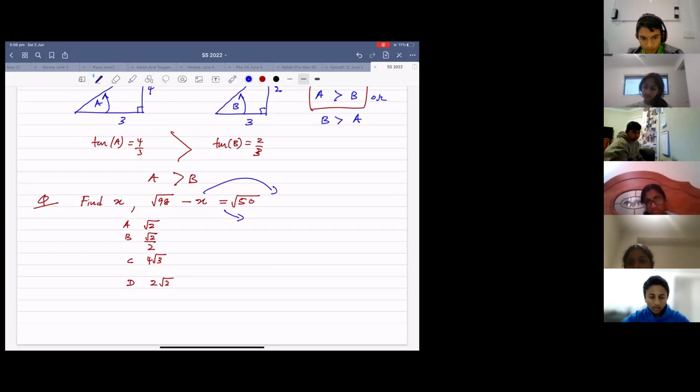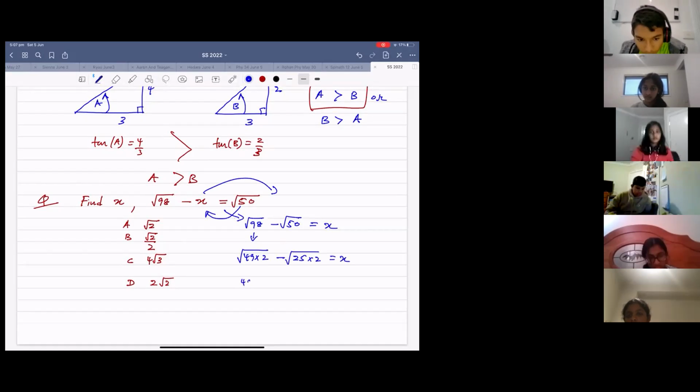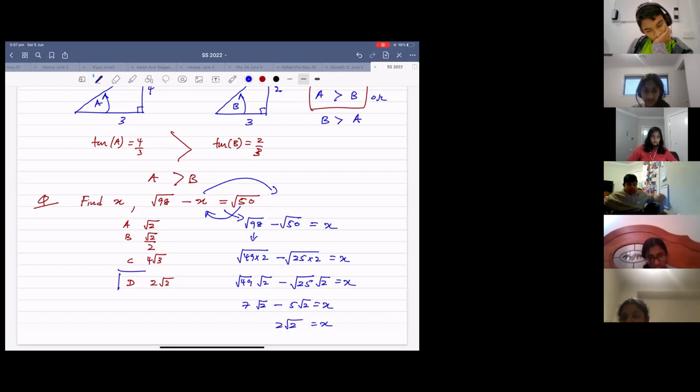So I'm going to move this x to the other side, and this 50 to the other side. So it's going to be square root of 98 minus square root of 50 is equal to x. Now 98 is 49 times 2 under the square root. 50 is 25 times 2 under the square root. So this can be written as 7 square root 2 minus 5 square root 2 is equal to x. So the answer is 2 square root 2, which is D. And this is another exam question.